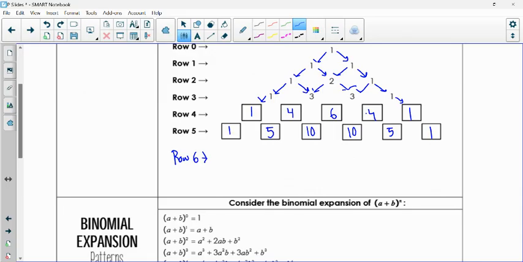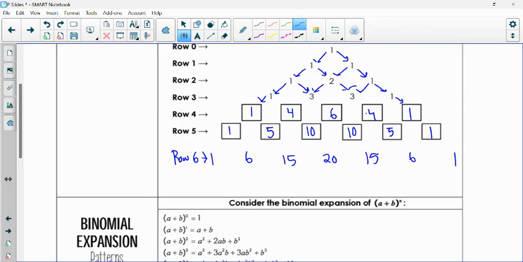For row 6, this 1 slides down. And then I'm adding 1 and 5 to get 6. Adding 5 and 10 to get 15. Adding 10 and 10 to get 20. 10 and 5 is 15. 5 and 1 is 6. And then 1 along the outside.